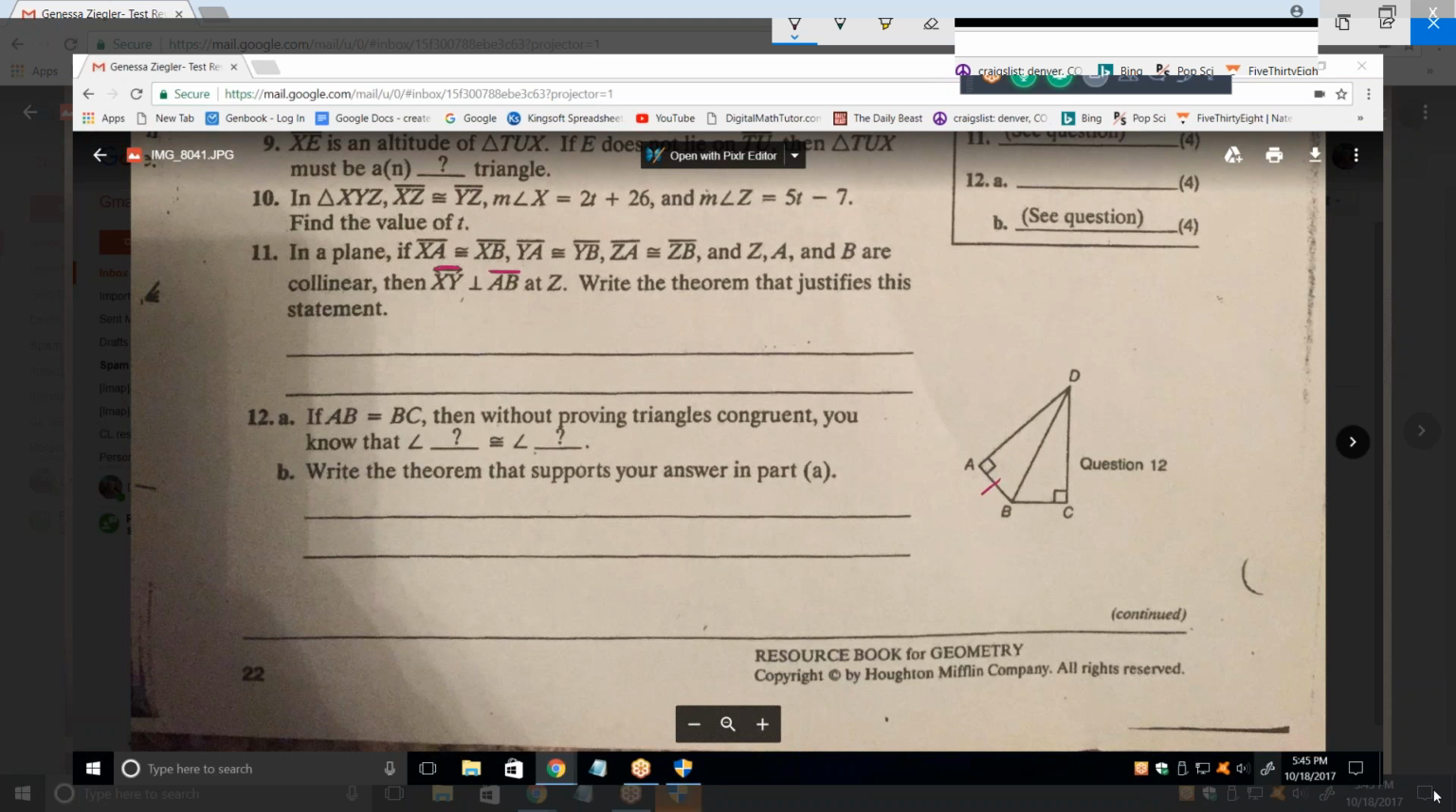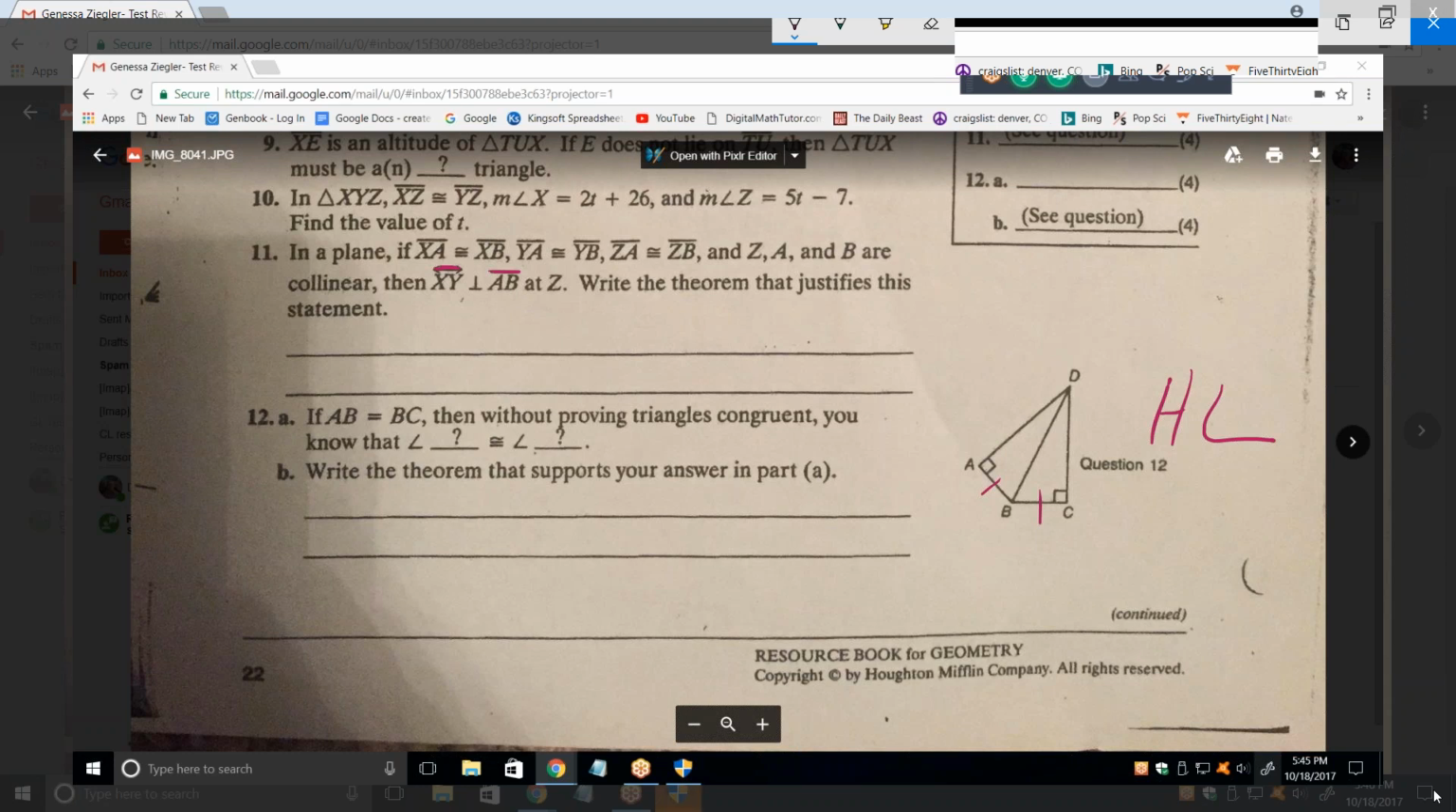AB is equal to BC. Then without proving triangles congruent, you know that DAB is congruent to DCB. Based on what? Side angle. Let me think for a second. Because we're not supposed to do it by proving the triangles are congruent. We definitely know they're congruent by the HL, right?